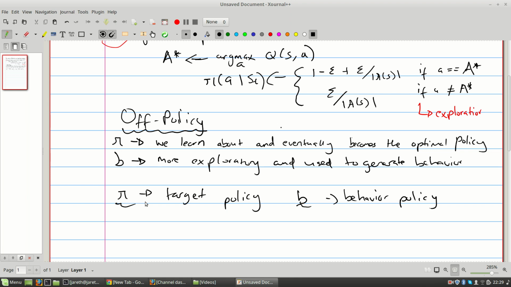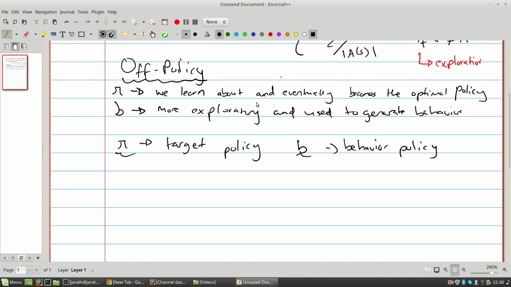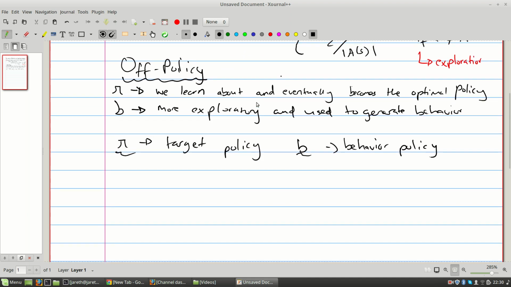So in this lecture, we're doing off-policy prediction. As usual, when we start a new topic or a new algorithm, we first try to solve it for the prediction problem, and then we solve it for the control problem. So in this video, we're just going to be talking about the prediction problem. That means both the target policy and the behavior policy are fixed, right?